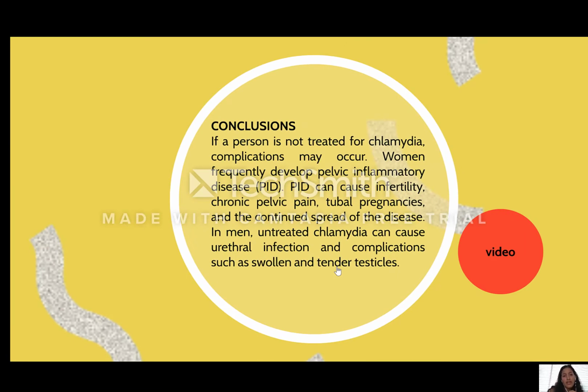Conclusions. If a person is not treated for chlamydia, complications may occur. Women frequently develop pelvic inflammatory disease. PID can cause infertility, chronic pelvic pain, ectopic pregnancies, and the continuous spread of the disease. In men, untreated chlamydia can cause urethral infection and complications such as swollen and tender testicles.